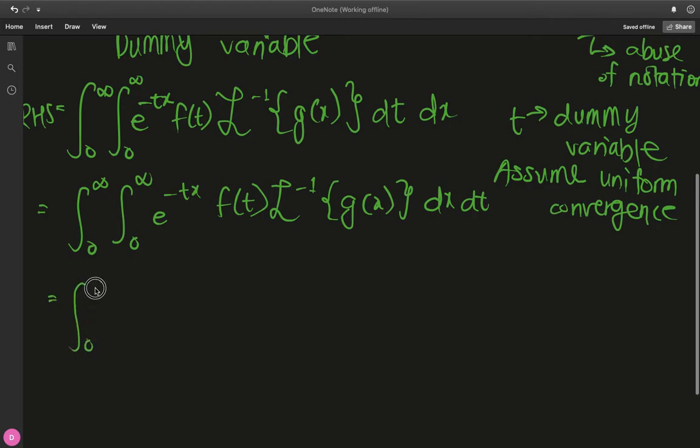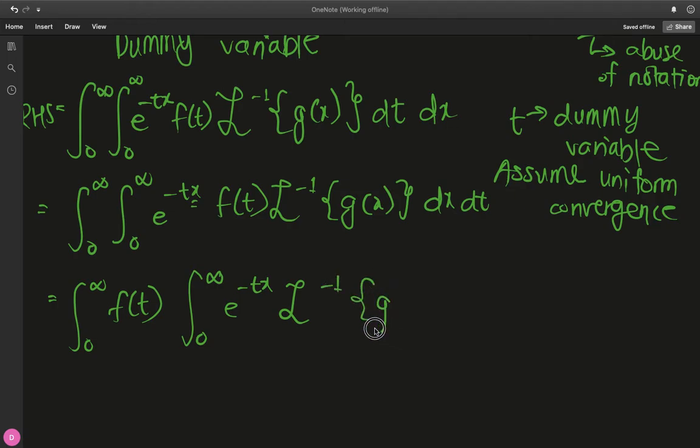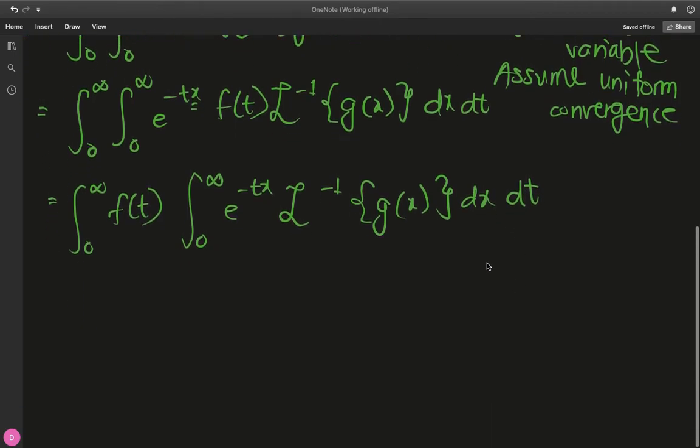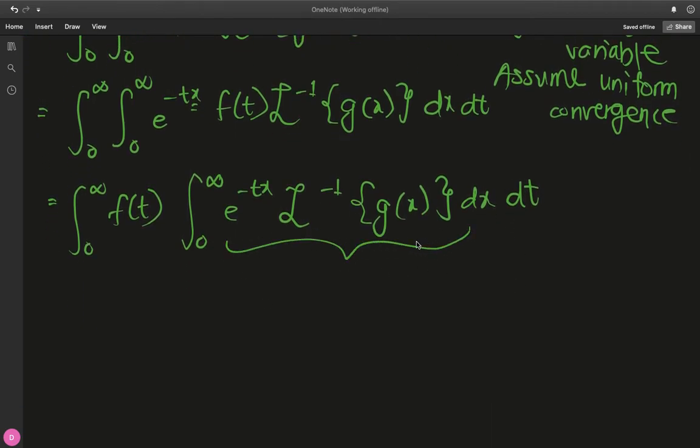So outside the first integral, the only term that doesn't depend on x is f of t. That's the entire purpose of having an x here, so that this doesn't get thrown out like the f of t. And because now we can write this as e raised to negative tx times the inverse Laplace transform of g of x dx dt. And now notice what this thing is.